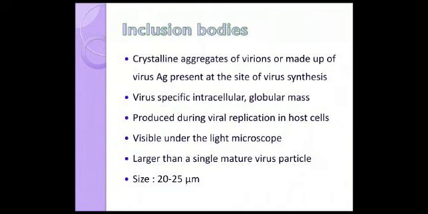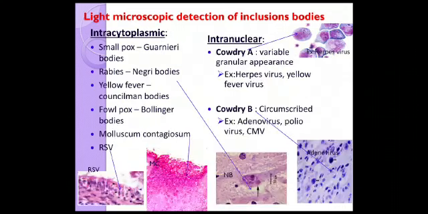So in the light microscope you saw inclusion bodies. This is an important topic for you all, where it can be asked as a 3 marker, which is quite commonly asked in the university exam. These inclusion bodies are nothing but crystalline aggregates of virions, or they are made up of the viral antigens at the site of virus synthesis. These are most often visible under the light microscope, and they are produced during viral replication within the host cells, and they are quite big in size, therefore can be seen under the light microscope.